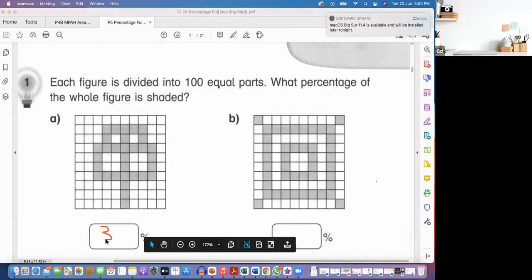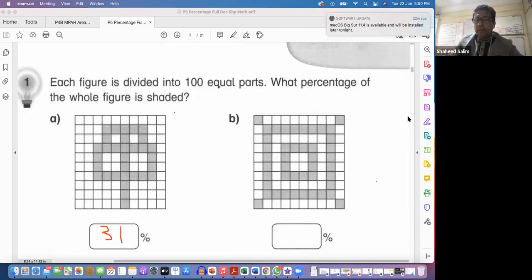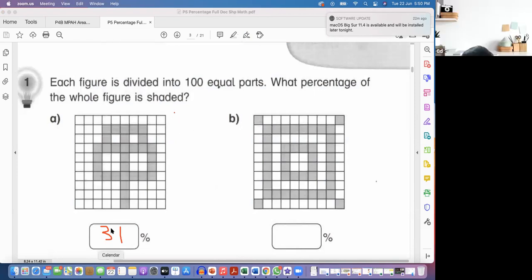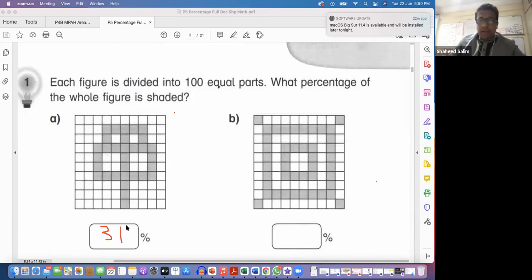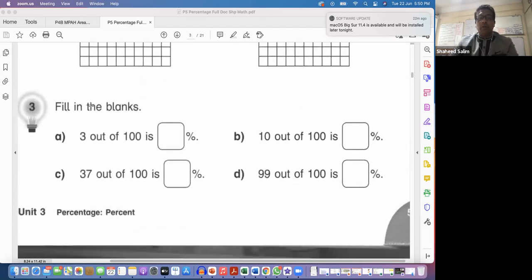If there's 100 squares, you can just count the shaded ones and write it here. Okay, never mind. We'll move on because later we're going to come back to this. I want you to be clear first before we go through it later. Okay, what about this? Can you both try A and C? A and C.